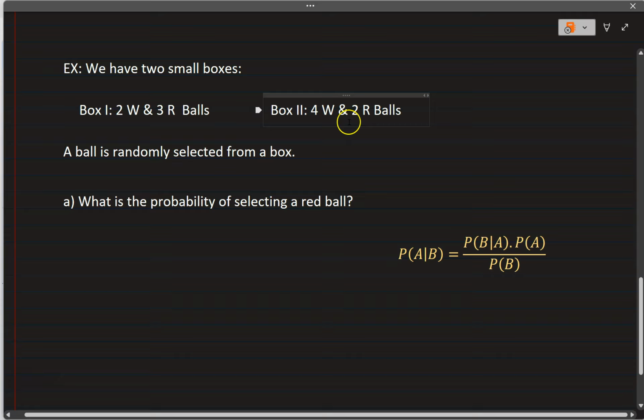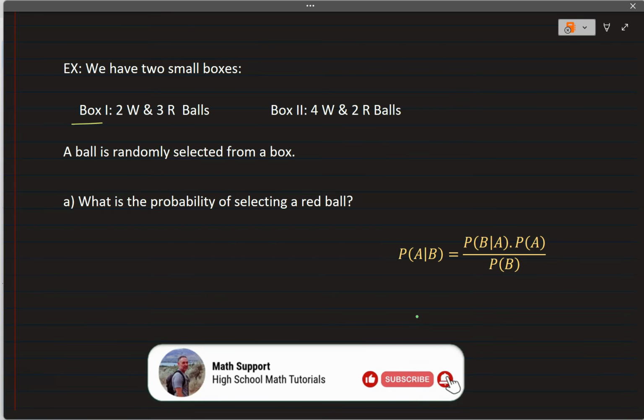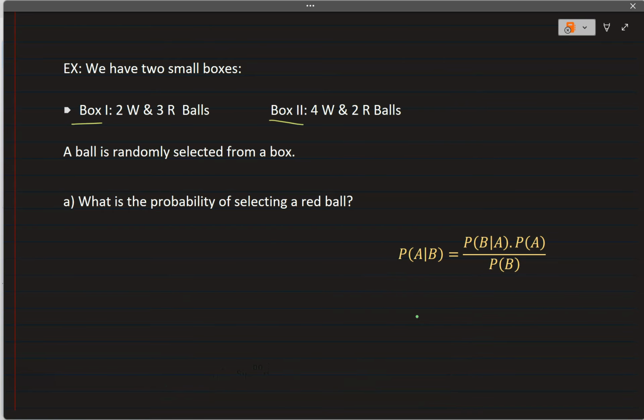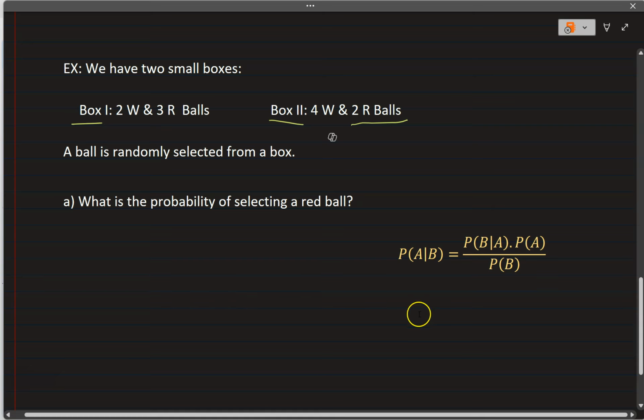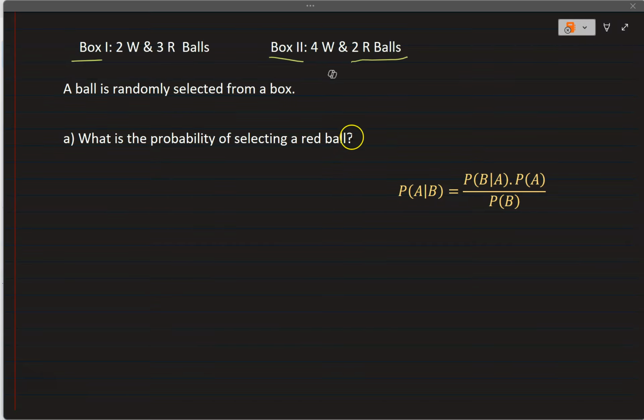Okay, here it is. We have two small boxes. We have box 1, we have box 2. In box 1, we have 2 white balls, 3 red balls. In box 2, we have 4 white balls and 2 red balls. Now a ball is randomly selected from a box. So we want to know what is the probability of selecting a red ball. It doesn't say from which box, it just says randomly selected red ball.